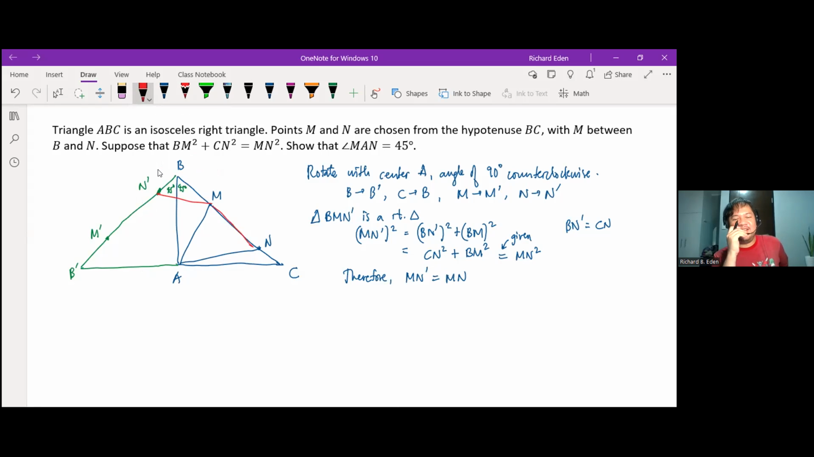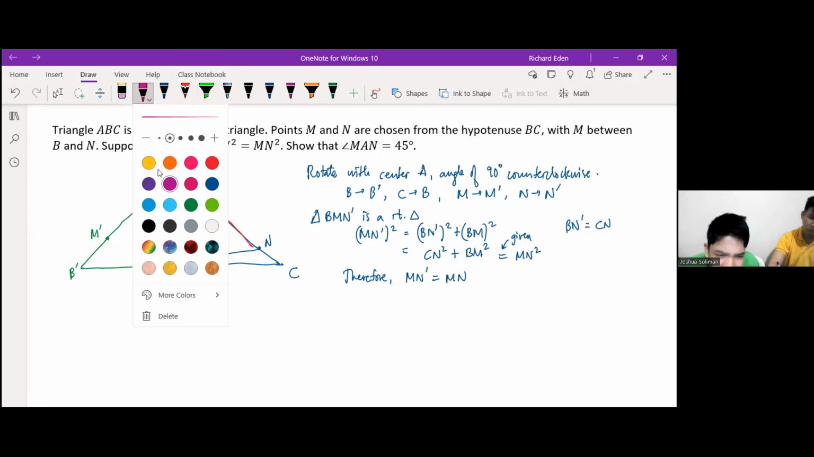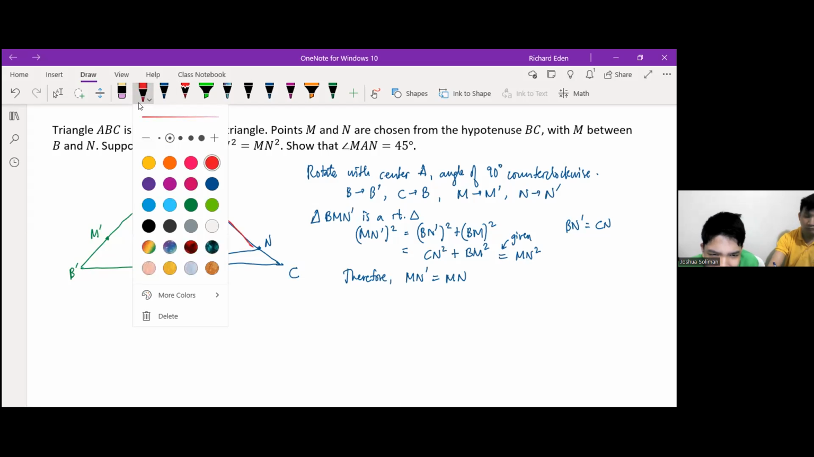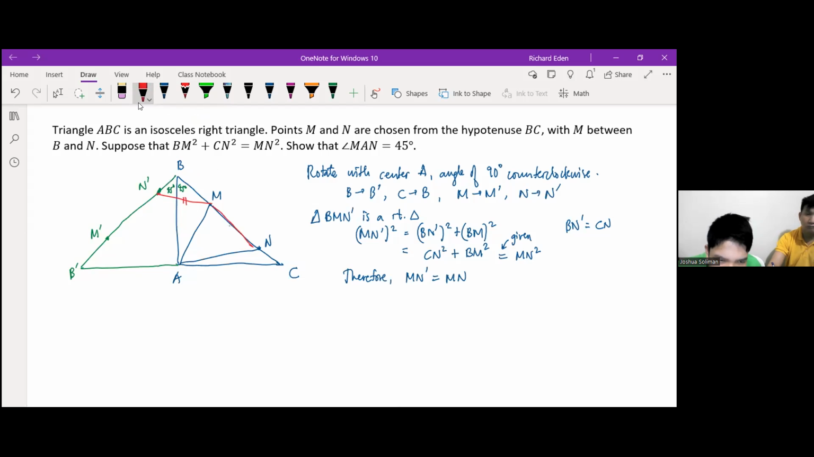All right then. That's it. Since MN is basically MN prime, and they form a right triangle, they just prove it by equality.